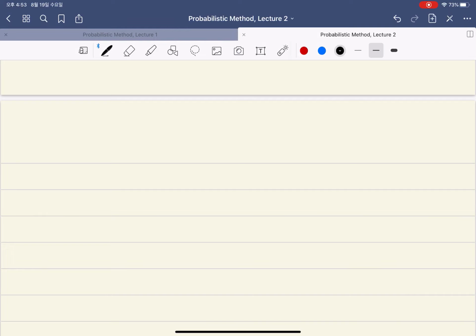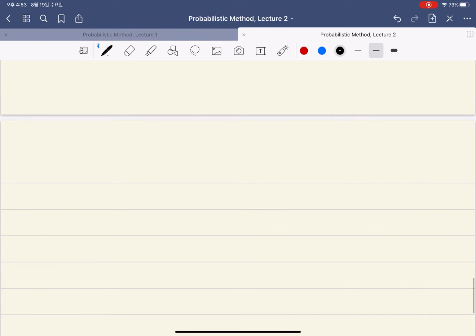So let's consider more examples. So far we have applied the probabilistic method to solve some problems in combinatorics related to graphs and hypergraphs. And also, the probabilistic method applies to some number theoretic problems. Let's consider one example.